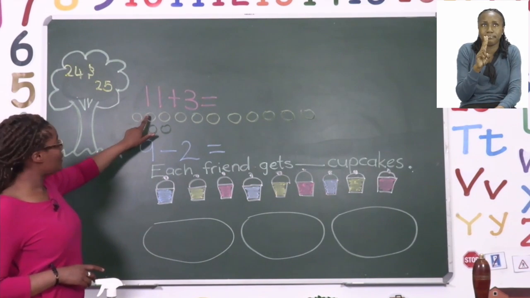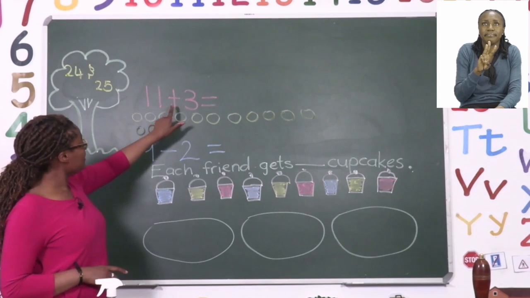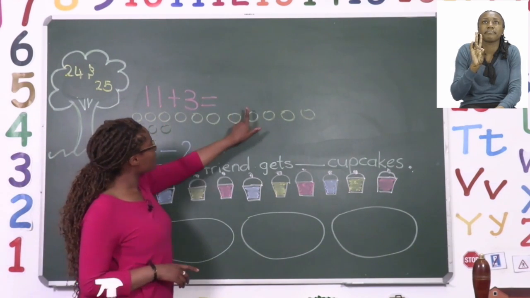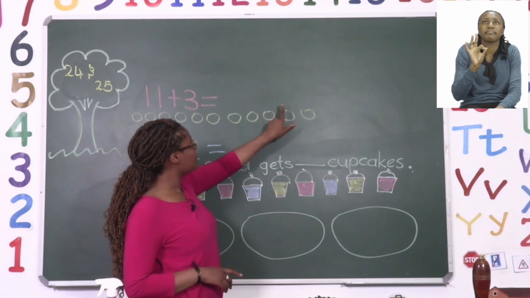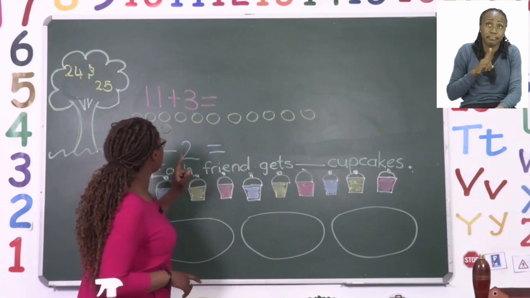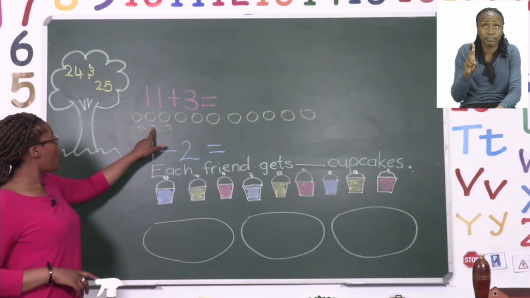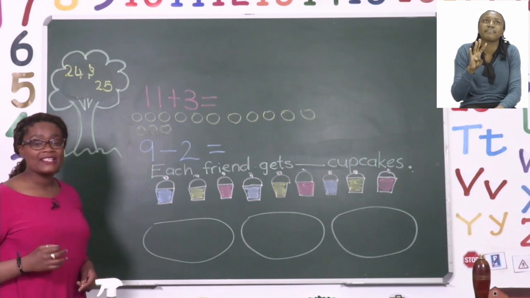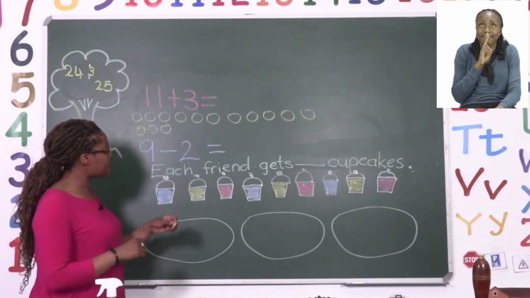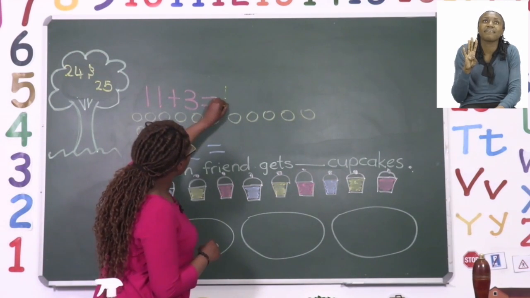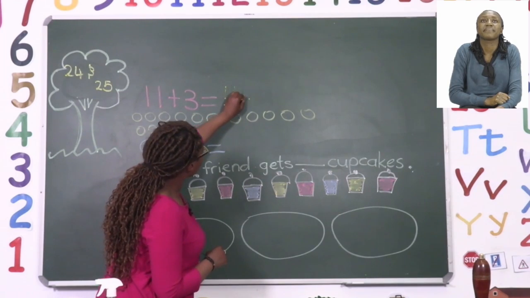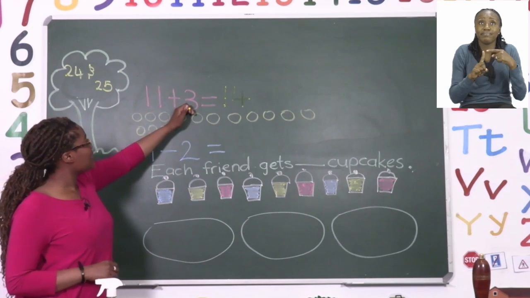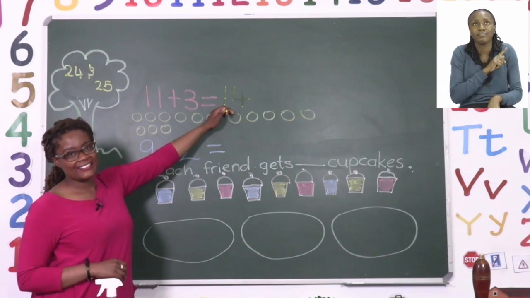Let's count. 1, 2, 3, 4, 5, 6, 7, 8, 9, 10, 11, 12, 13, 14. So that means our answer is 14, a 1 and a 4. There we go. So now our sum says 11 plus 3 equals 14.